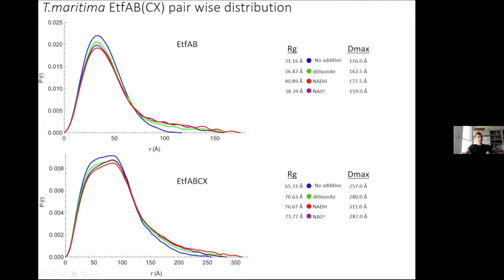largest. And then if you look at these curves, you can see that there is a slight difference in the shape between the no additive and dithionite case versus the NADH and the NAD plus case, where this is slightly more curved than these two. So it looks like NAD or NADH by itself might be doing something to the conformation.